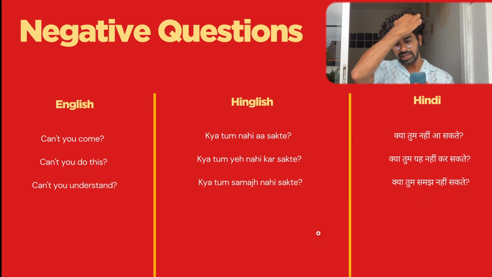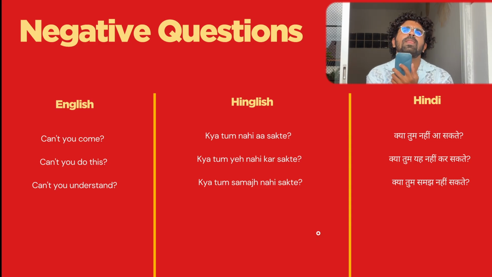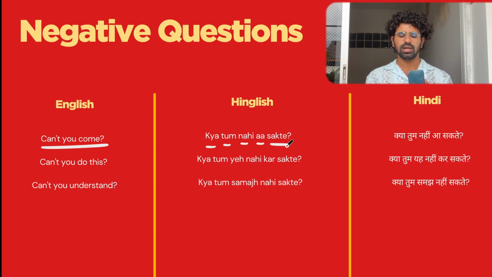Okay, then we have negative questions, right? Questions that have no, nahi, or don't in them. We have three sentences here. Can't you come? क्या तुम नहीं आ सकते? Can't you come?